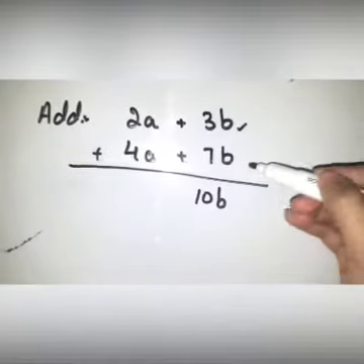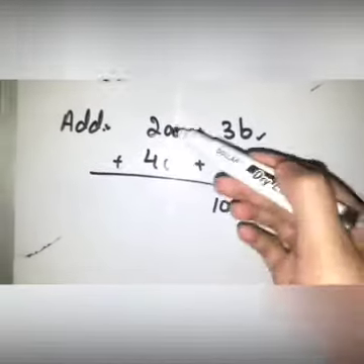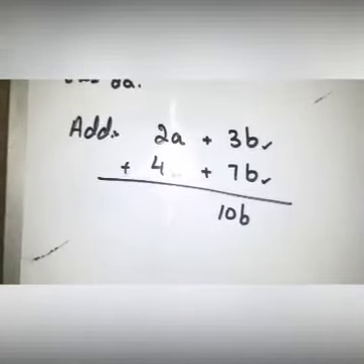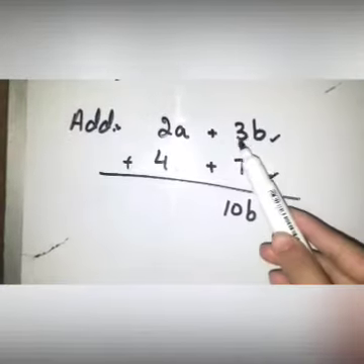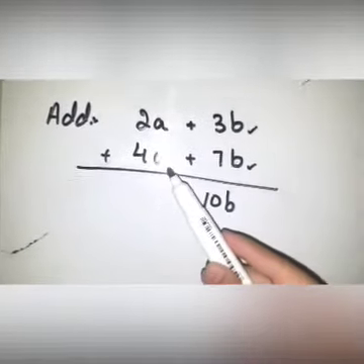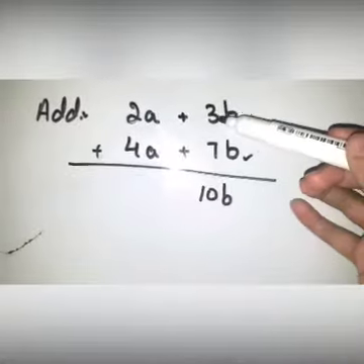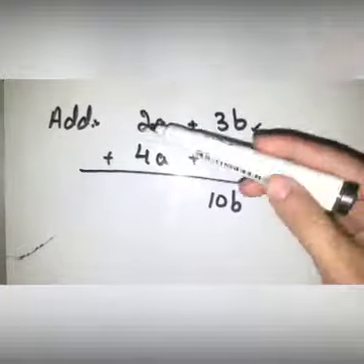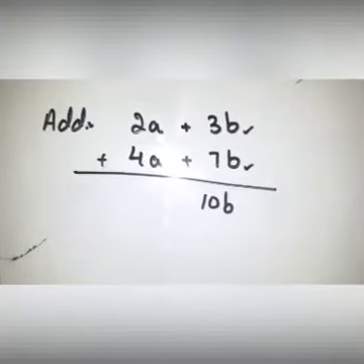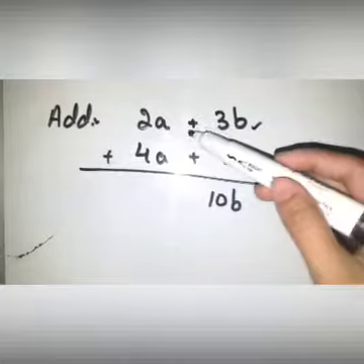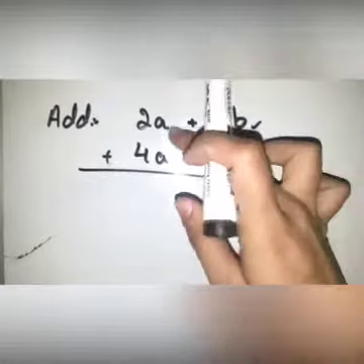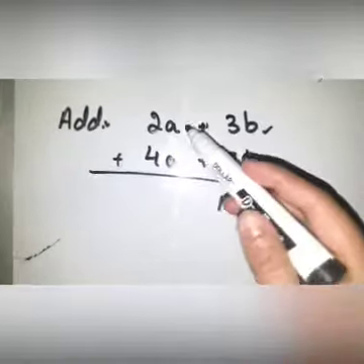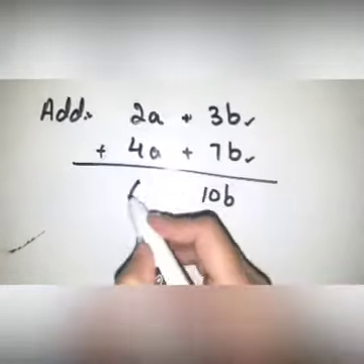You will not give the carry in algebra. You will always add the B value in B value, A value in A value. You can't add or subtract these things in other values, like you can't add 3B with 4A. 3B plus 7B is equal to 10B. And always remember we will also check the signs. Plus plus plus. 2A plus 4A is equal to 6A.